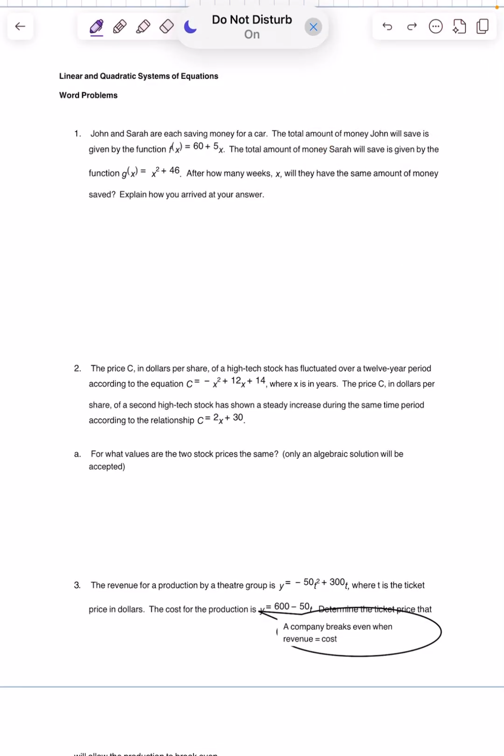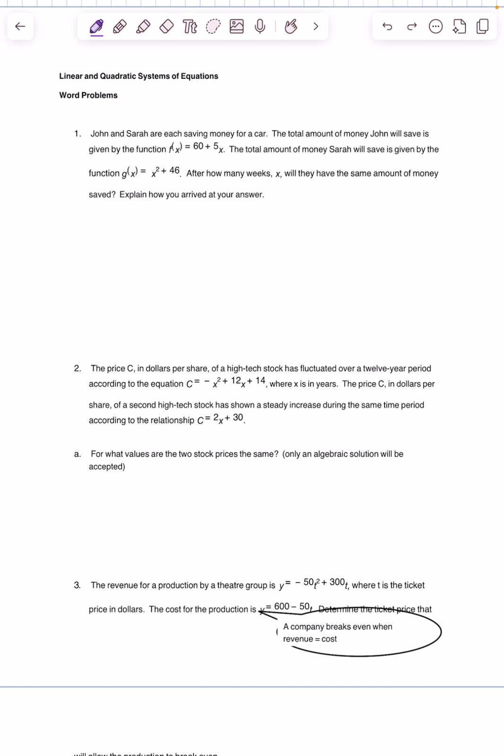Okay, so this worksheet looks a little bit different on my iPad than what it looks like in your hands. Some of these formulas are just a little bit messed up, but that's okay. You can just look at your worksheet as I'm going through these.